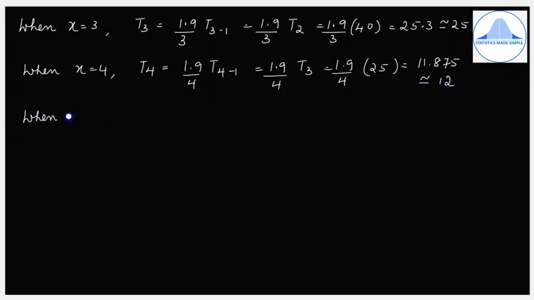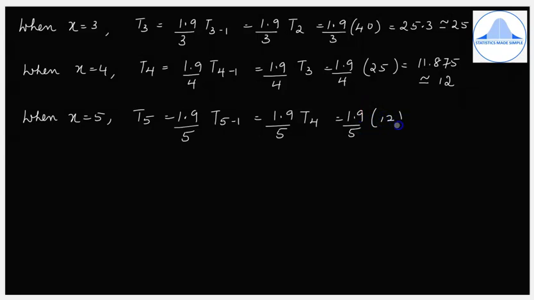Similarly, when x is equal to 5, T5 is equal to 1.9 divided by 5 into T5 minus 1, which is 1.9 divided by 5 into T4, that is 1.9 by 5 into 12, which is 4.56, and on approximation it will become 5. Now we also need to find out T for x greater than or equal to 6.